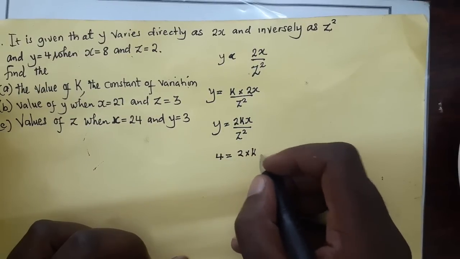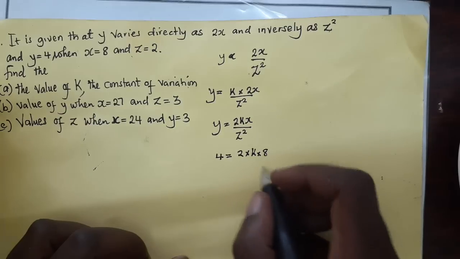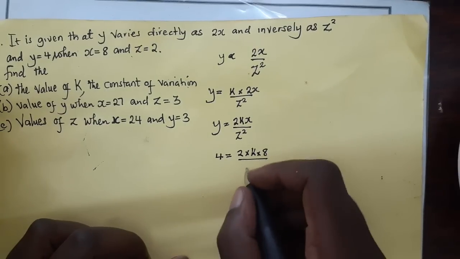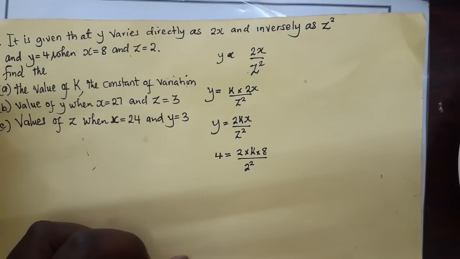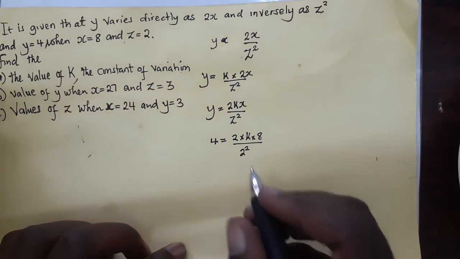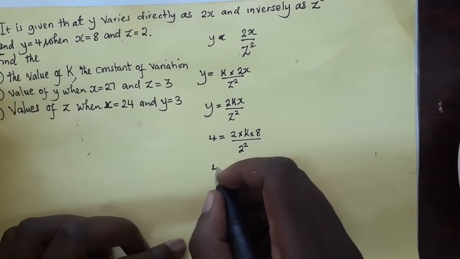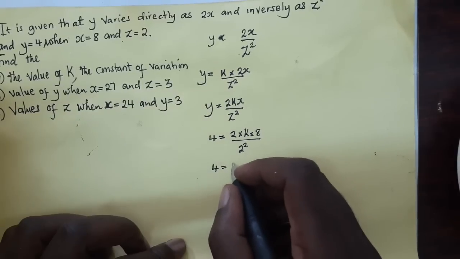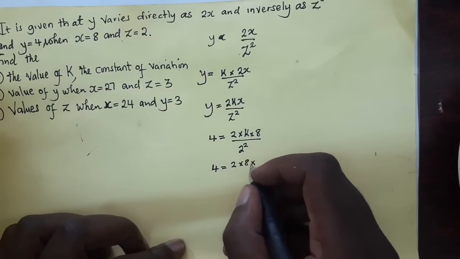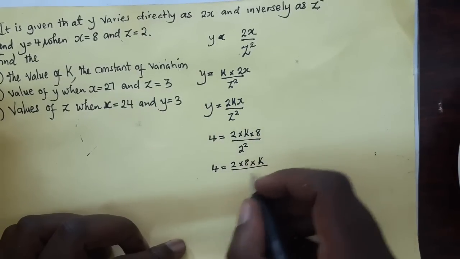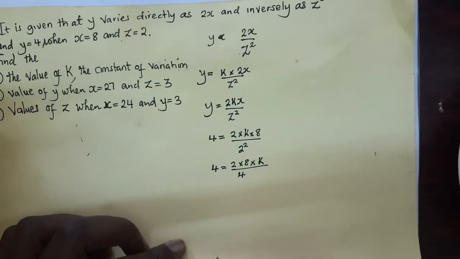2k, we do not know what it is, multiplied by x. X has been given as 8, while z has been given as 2. So we need to square this one, don't forget. All right, so I'll go down and say 4 is equals to 2 multiplied by 8 multiplied by k over 4. Are we together?